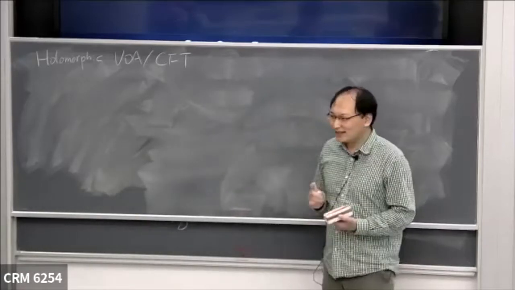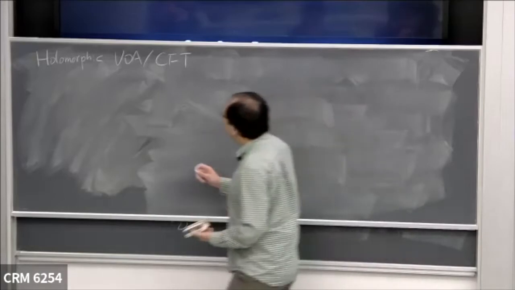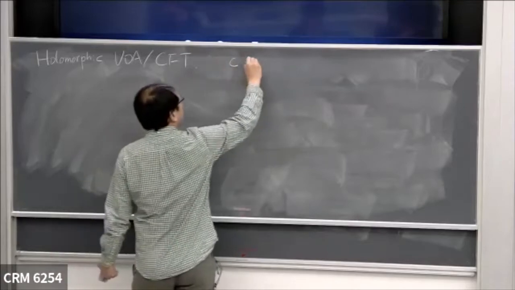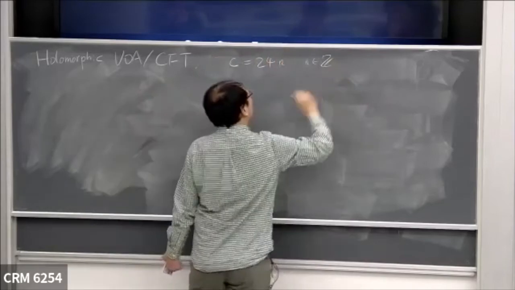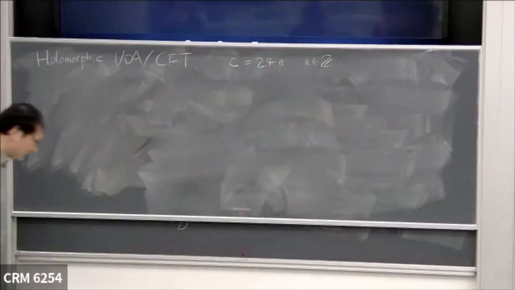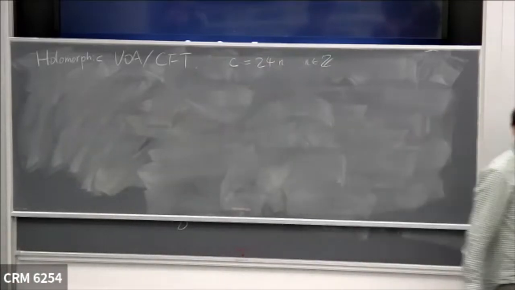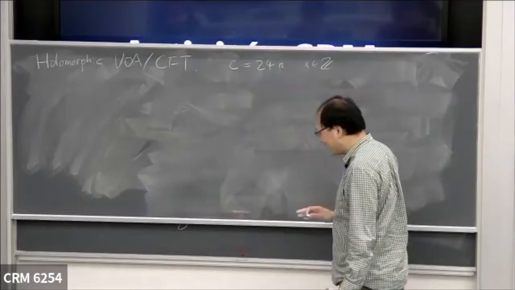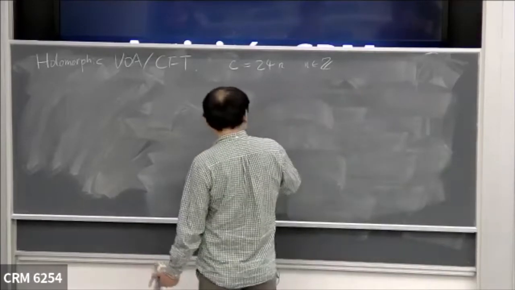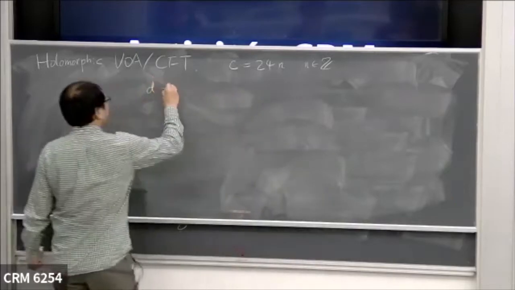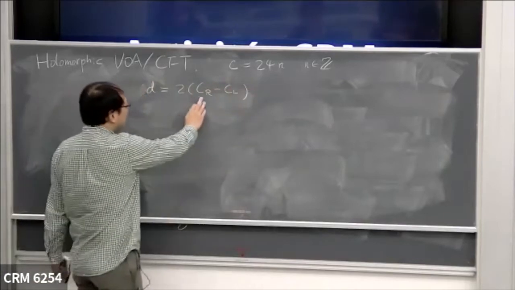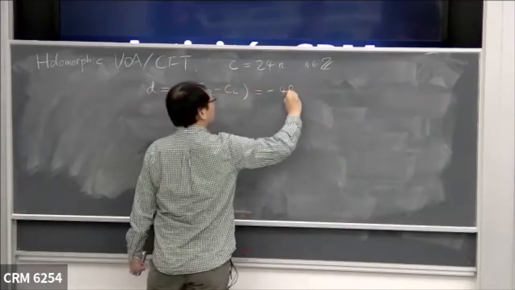So this basically means that we have a VOA with a single irreducible module, the vacuum module, and a technical requirement is that the central charge is also 24 times an integer. So I think there are different conventions. For some conventions, it's allowed to be 8 times an integer, but for today, we are going to take 24 times an integer. And we are going to put it on the left. So d would equal 2 times c_R minus c_L, but then there's nothing on the right. So it's going to be minus 48 times n.